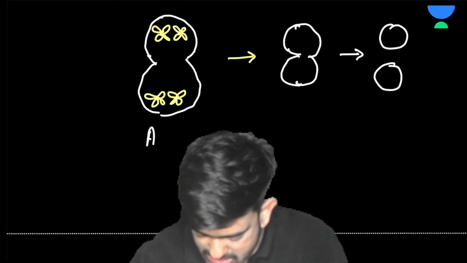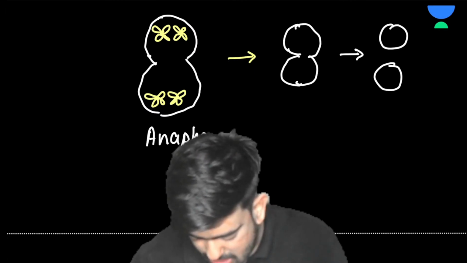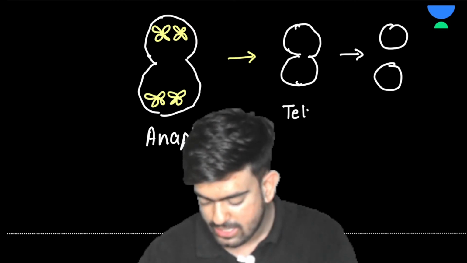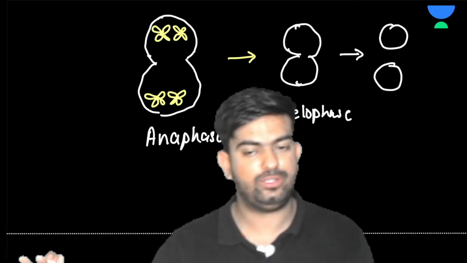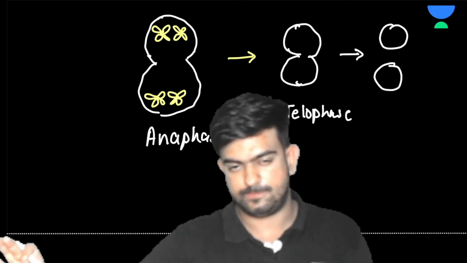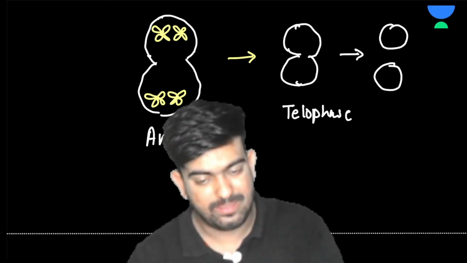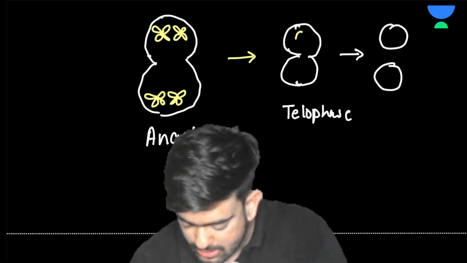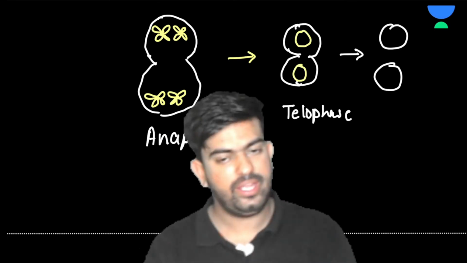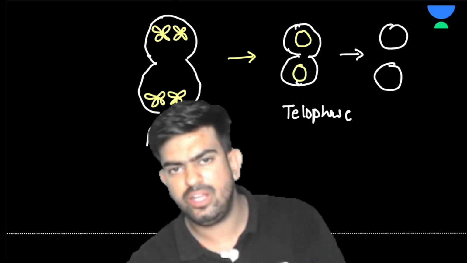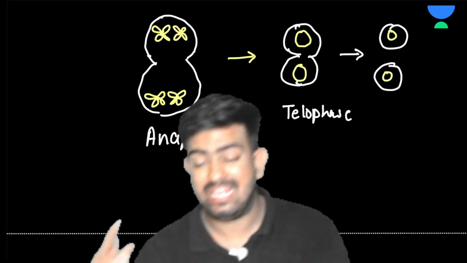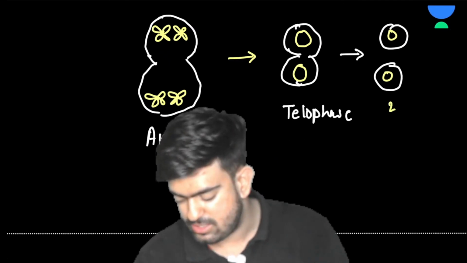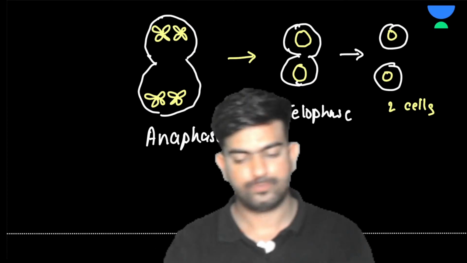This was the anaphase. In anaphase, what happened? The homologous chromosomes got separated, and this was the telophase. After the telophase, karyokinesis got completed along with the cytokinesis. So here the nuclear membrane will reappear in telophase, cell organelles are going to repair, everything is going to happen, and at the end of meiosis 1, we will be having two cells, two daughter cells. Clear? Okay, sir.